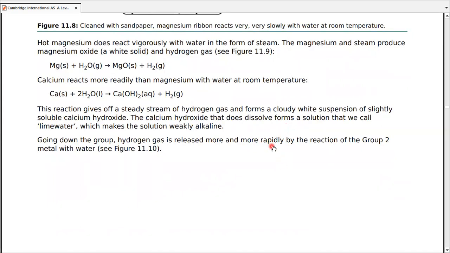Calcium reacts more readily with water than magnesium at room temperature, so we do not really need to heat it up. And this is going to give a steady stream of hydrogen, and it forms a white, cloudy suspension of slightly soluble calcium hydroxide.